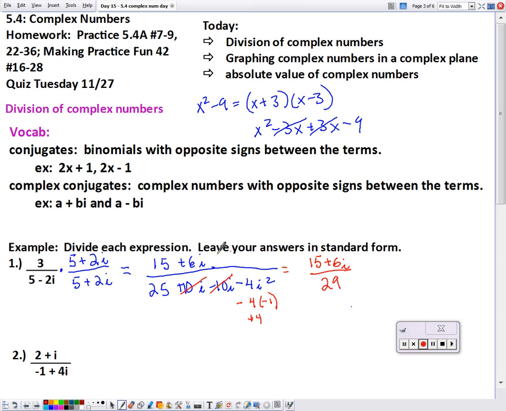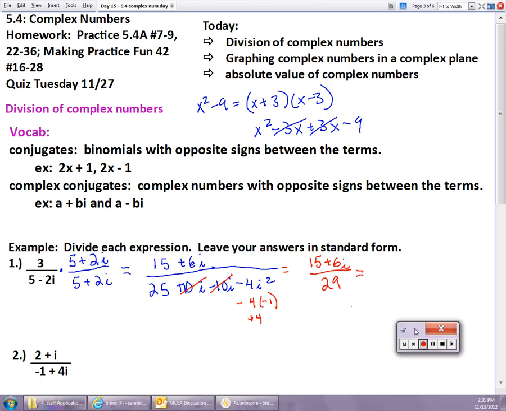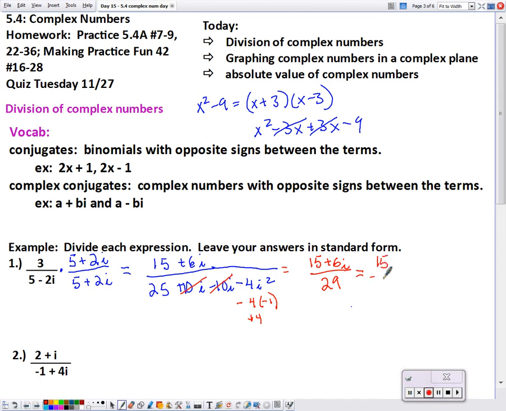Now, the directions say to divide each expression and leave our answers in standard form. This is not standard form for a complex number. To have standard form of a complex number, we have to separate the real from the imaginary. And there's our quotient. I want you to look at what happened here. We didn't actually do any dividing. We kind of canceled out the i's in the denominator so that we could split the real from the imaginary.